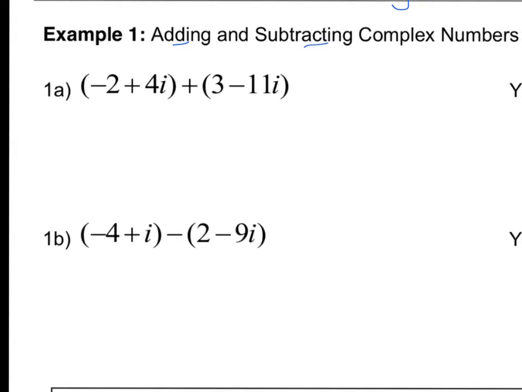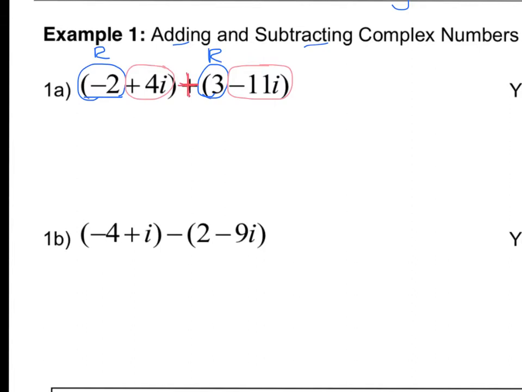I will color code the real parts in blue. So -2 and 3, those are the real parts. And in pink, I'll put the imaginary parts, 4i and -11i. Keep in mind, we have this plus sign right in the middle. So we're not going to forget this is an addition problem.